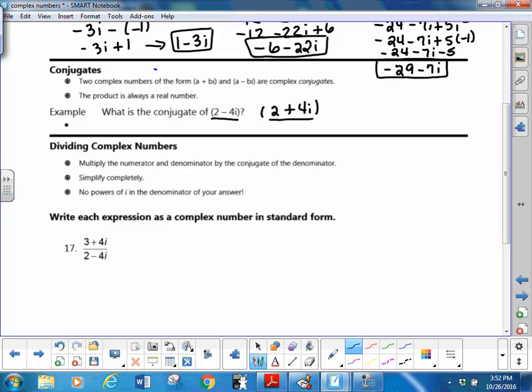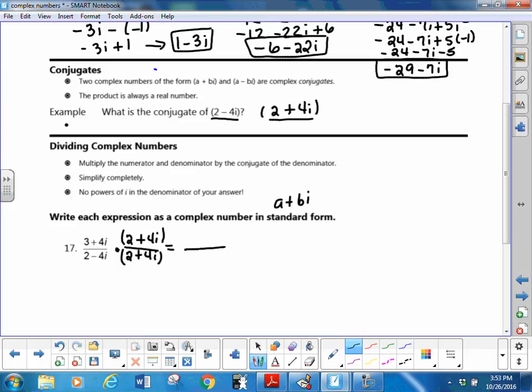For number 17, the instructions say write each expression as a complex number in standard form. In standard form, they mean the A plus BI form. The first thing you need to do when you have complex numbers is deal with your I in the denominator. You are going to multiply by your conjugate. What is the conjugate of this? We've already found out. It's 2 plus 4I. But if you're going to multiply the denominator by 2 plus 4I, you need to do the same thing for the numerator. So I'm multiplying top and bottom by the same expression.